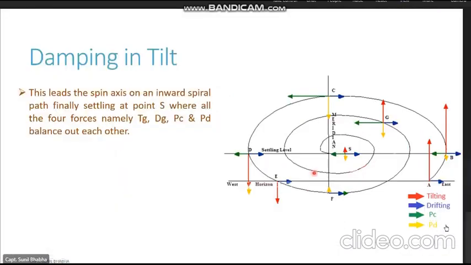This leads the spin axis on an inward spiral, finally making it settle at this point S, where all the four forces, that is tilting, drifting, PC and PD, balance out each other. Now the point where it settles has to be the point where all these four forces cancel out each other. Because if any of the force is not balanced, then there will be some resultant force acting on the spin axis and it will not settle there, it will move to a new location. So it has to settle at a point where all these four forces balance out or cancel each other.